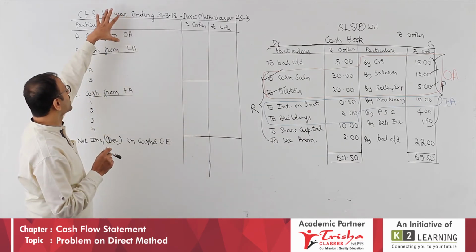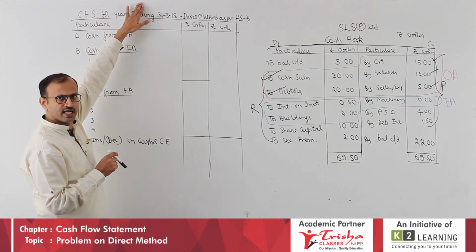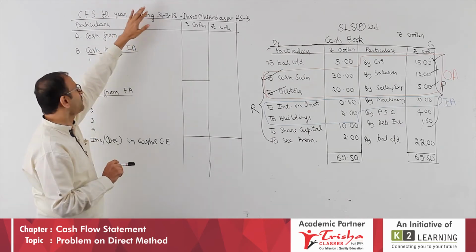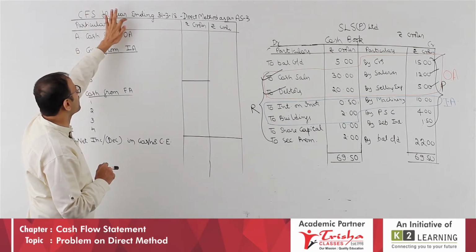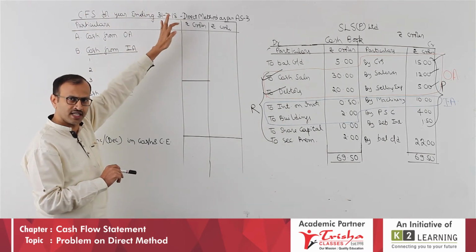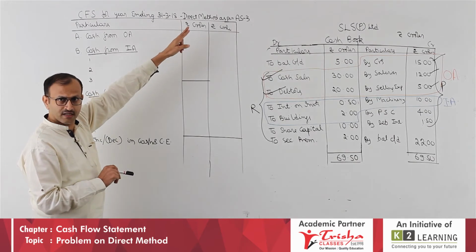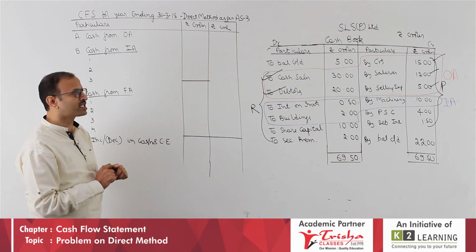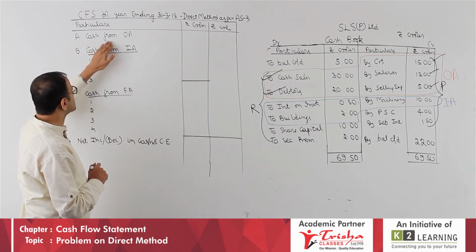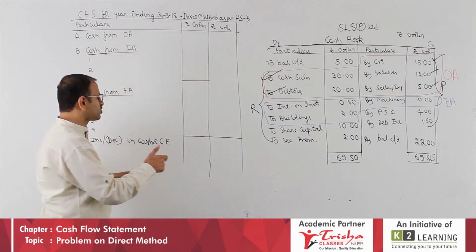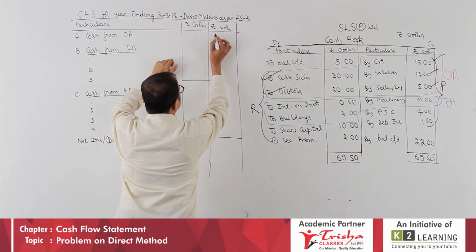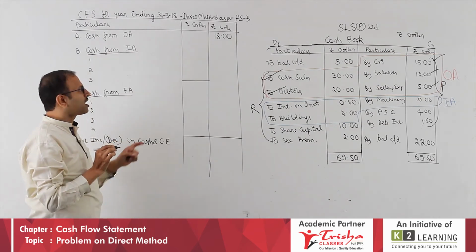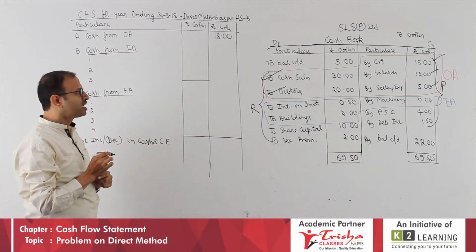Let us write this way. The format is company name, you have to write SLSP, Siddhant Learning Solution Private Limited, leaving one line gap. You have to write cash flow statement for year ending 31st March 2018, direct method. You have taken collections and less payments, direct method as per Accounting Standard 3. Let us write one by one. A, cash from operating activity, as we worked out earlier, the answer was 18 crores. It is rupees in crores, both rupees in crores.